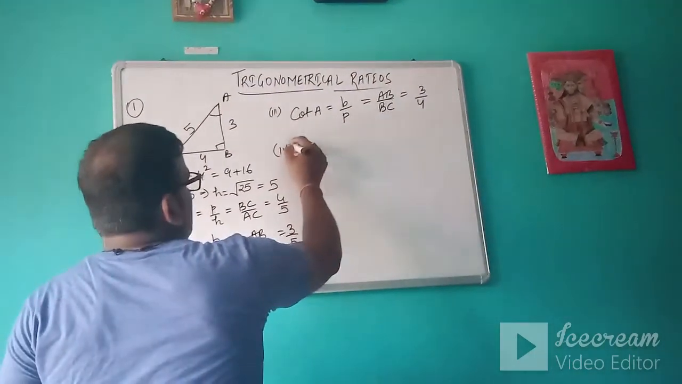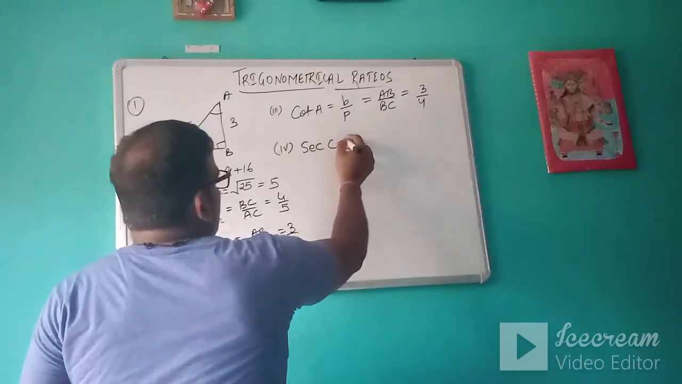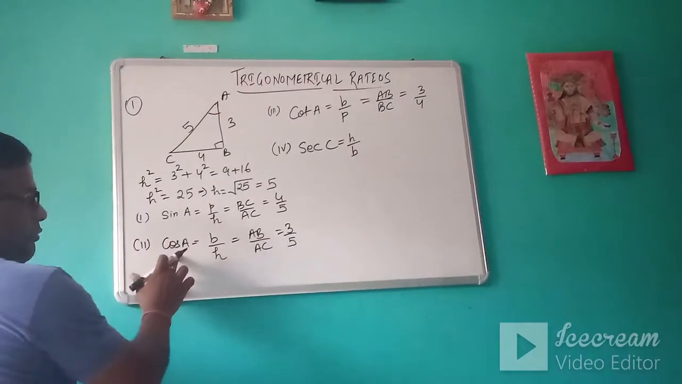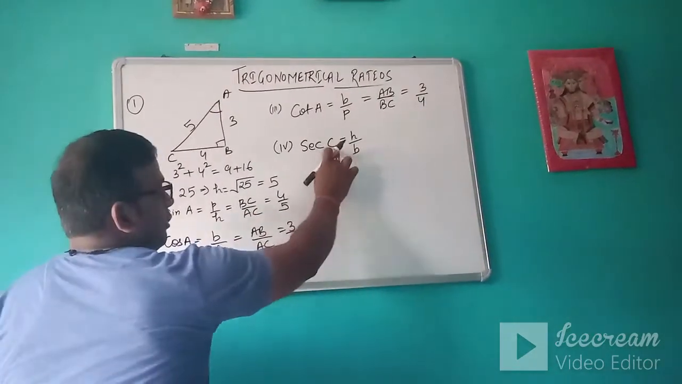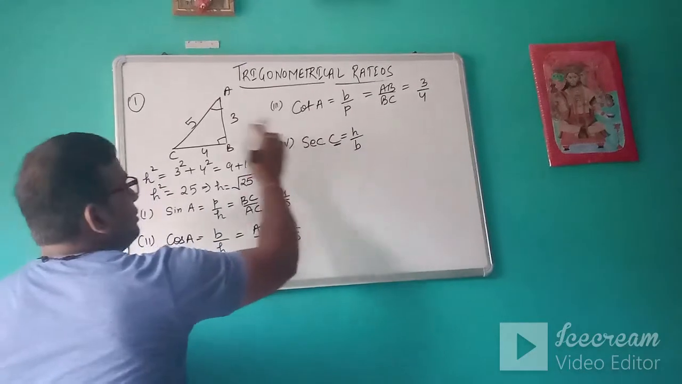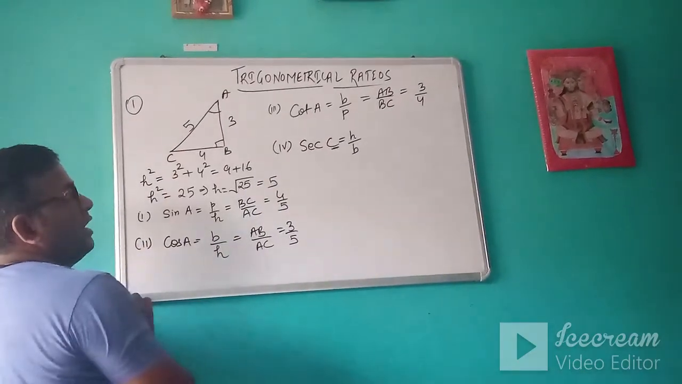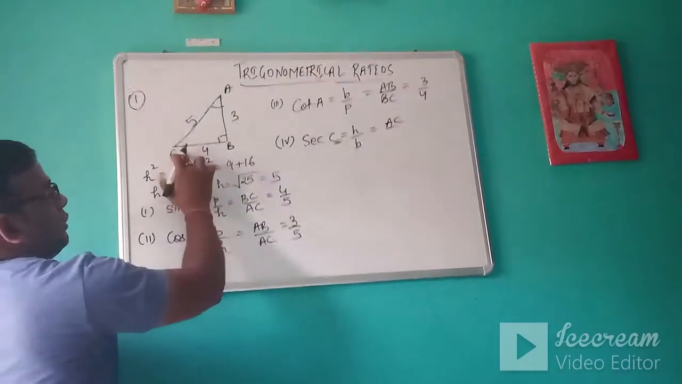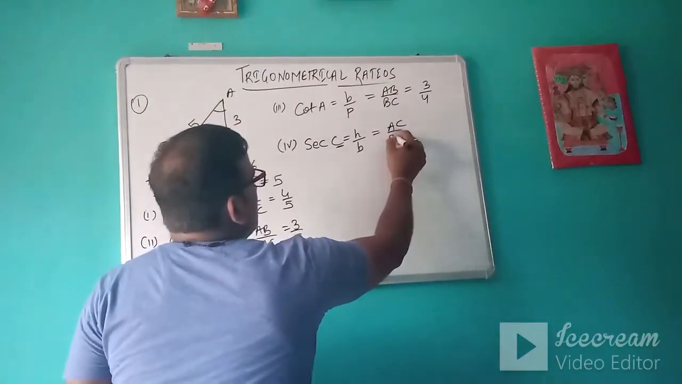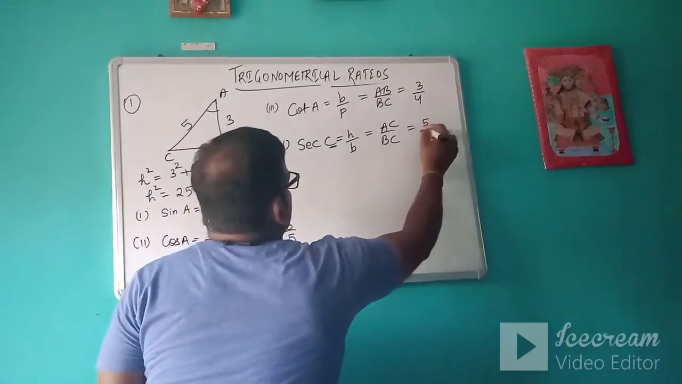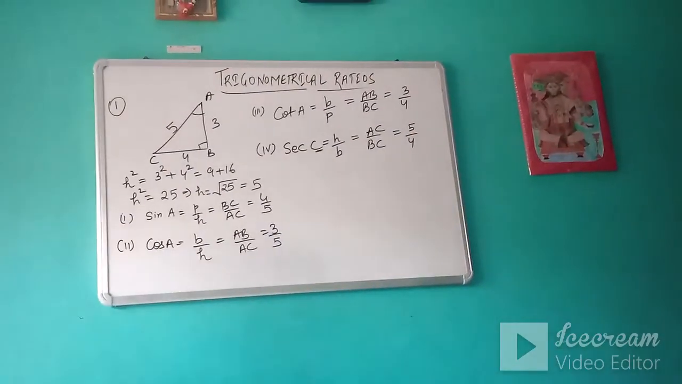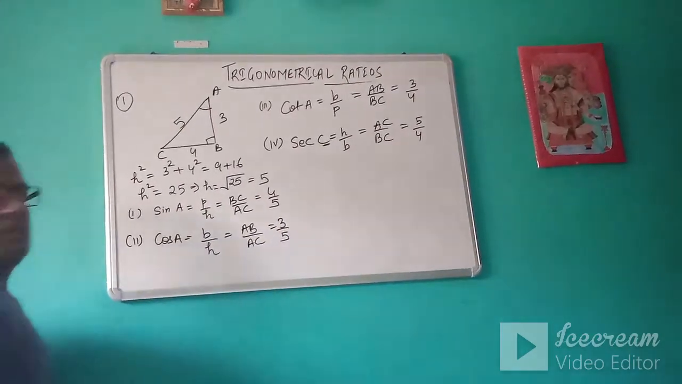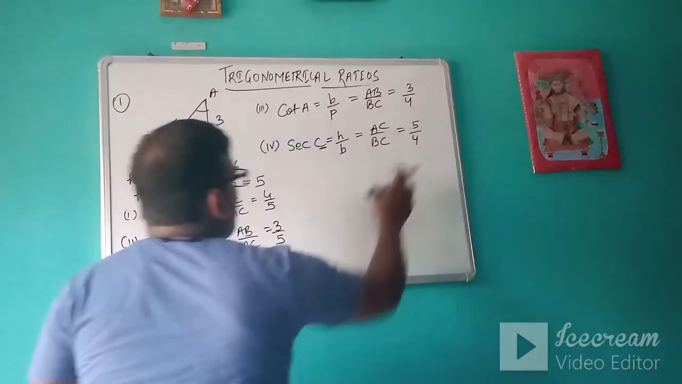Now the fourth one is sec of C. That is H upon B. So see, that was cos of A. Now what is our sec of C? Okay, pay attention to this angle C. So now this angle is C. So the hypotenuse will definitely be AC, but for this C, what will be the base? BC. Okay, so it becomes 5 upon 4. So if you see carefully, I calculated cos A as 3 upon 5, but in that case sec of C becomes 5 upon 4.